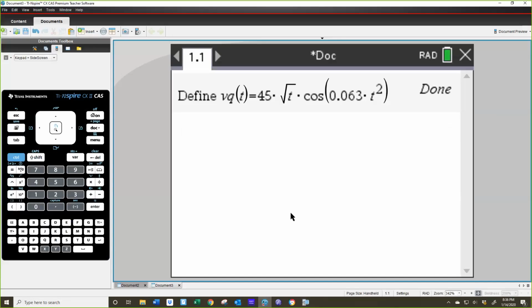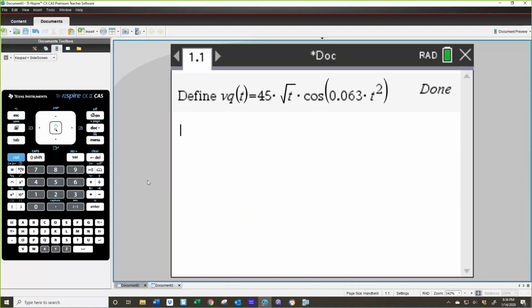So it looks like I have already defined it. One of the really nice things about the TI-Nspire is that I can actually define it in terms of t, and I elected to define it as the function VQ so that I could remember that I'm working with the velocity of the particle Q.